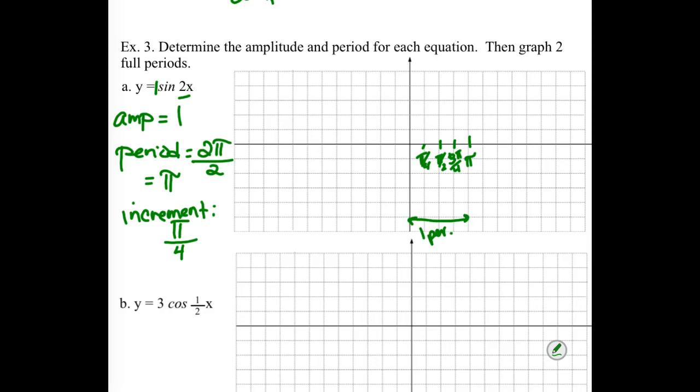Now they did say to graph 2 full periods, so we're going to have to go out another 4 increments: 1, 2, 3, 4. This would be another 1 pi, so we're at 2 pi now. That would be the second period.